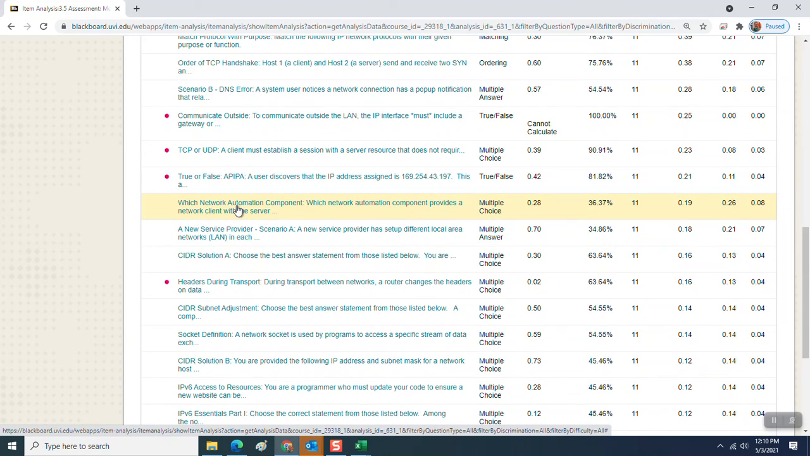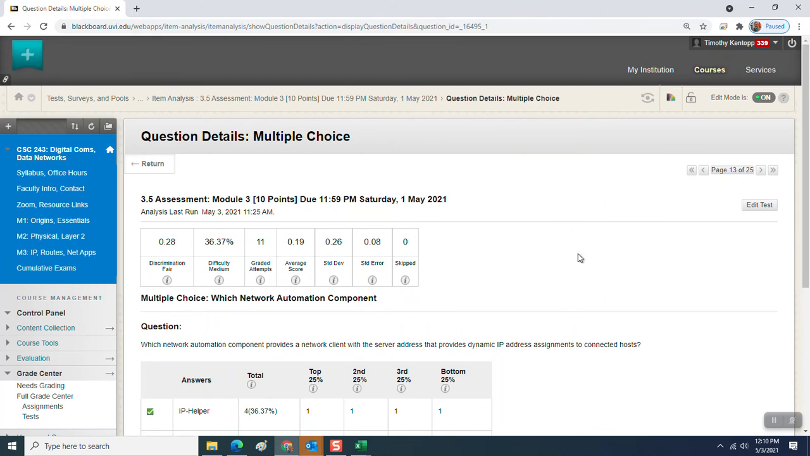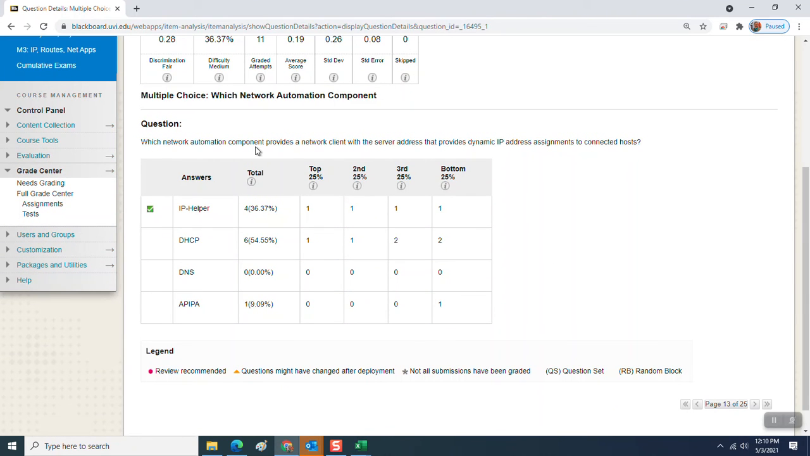Last question for our multiple choice. Which network automation component provides a network client with the server address that provides dynamic IP address assignments? We're talking about DHCP, to connected hosts. The IP helper provides the DHCP server address. The DHCP server is the one that provides the automatic assignments. So we're talking about a way to automate the network. The IP helper service tells all the clients, here's where you go for your automatic address assignment.